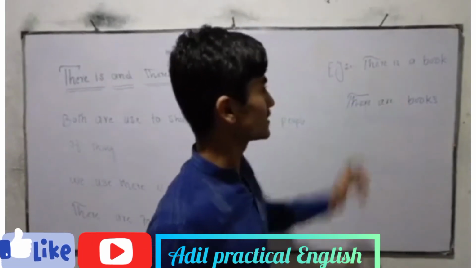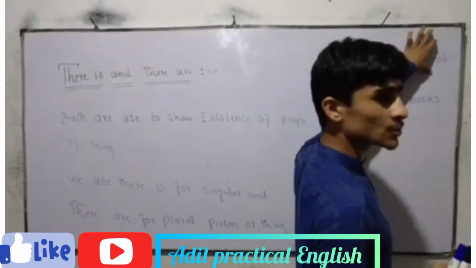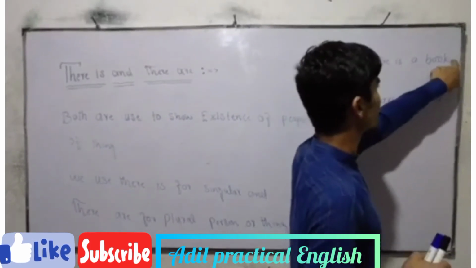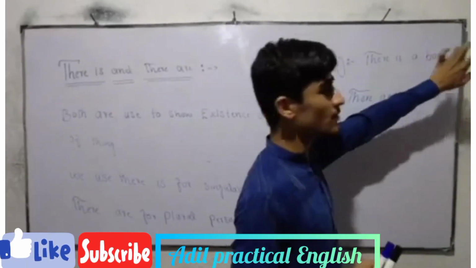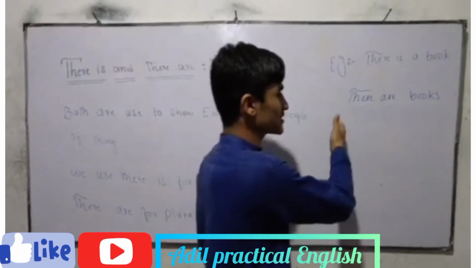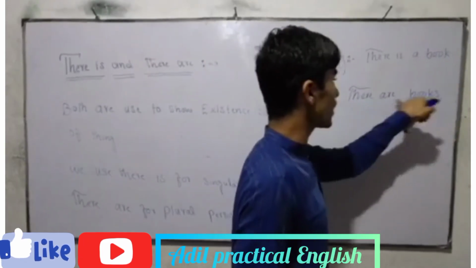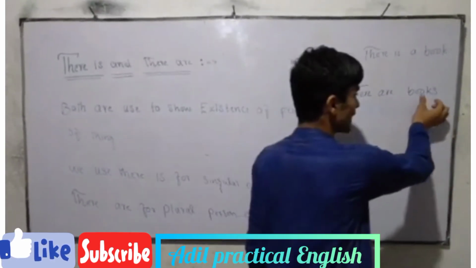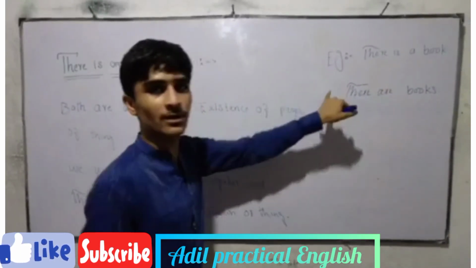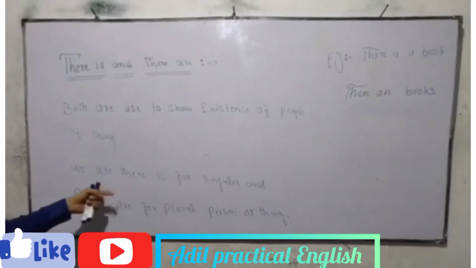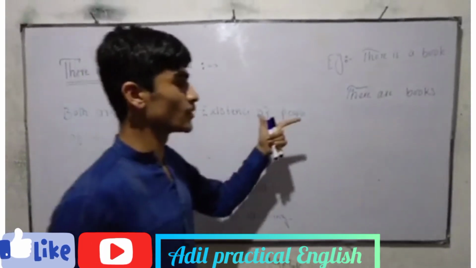So here I made two examples. There is a book. Here I use a book because it is singular, so we use there is. And the second example: there are books. Here I add are due to what? Because here it is plural. I tell you that we use there is with singular and there are with plural.